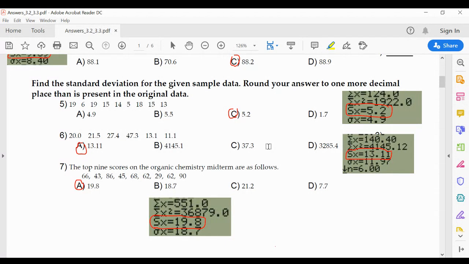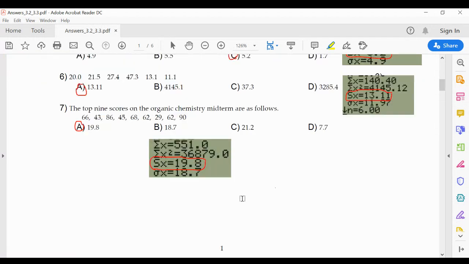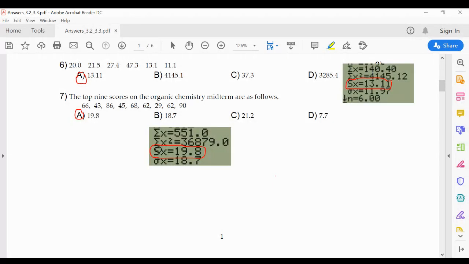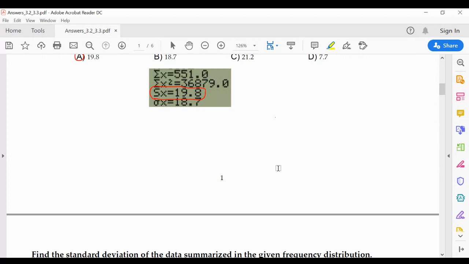All right, list 1, list 2, whatever list you want to use. Go back to stat, calculate one variable stat. Sx standing for sample standard deviation. You see number 5 is 5.2, spot on. You see number 6 is 13.11, and you see number 7, the correct standard deviation is 9.8. What could be simpler? Put some numbers into a calculator, go to stat, calculate one variable stat.